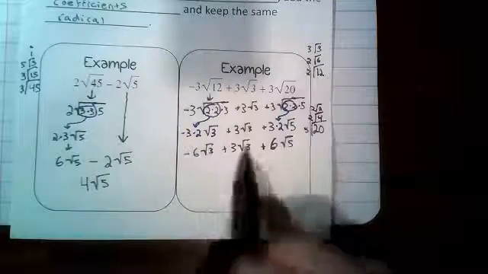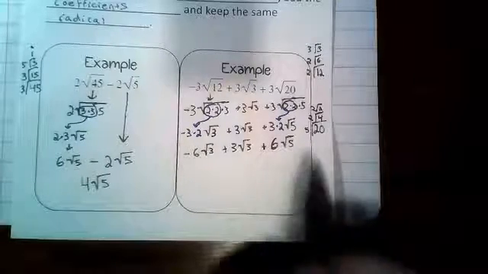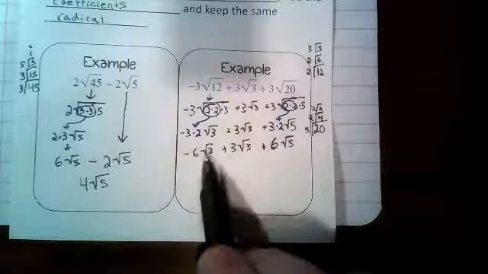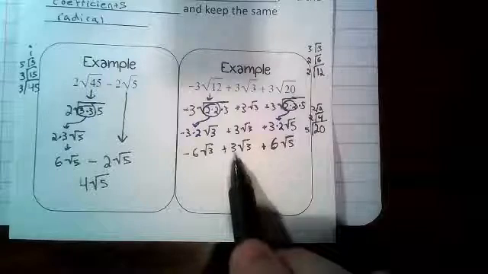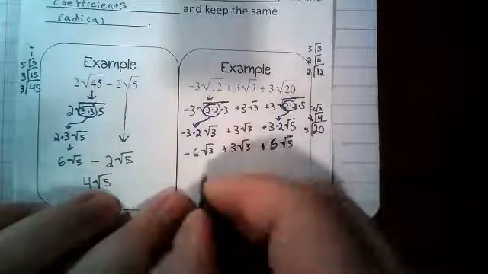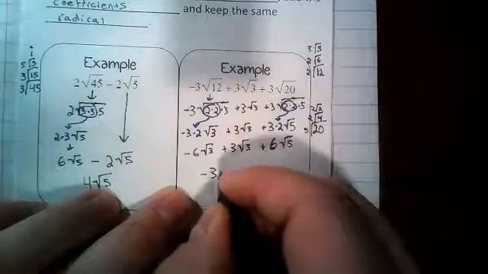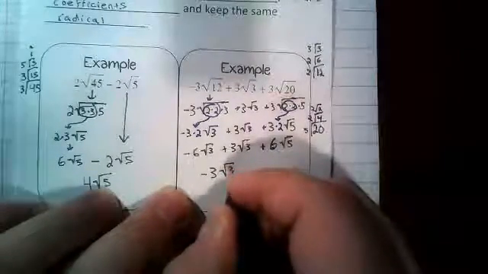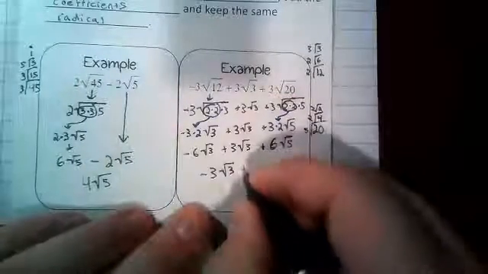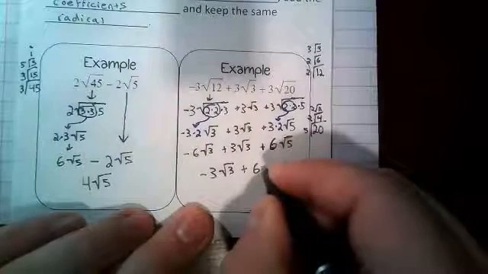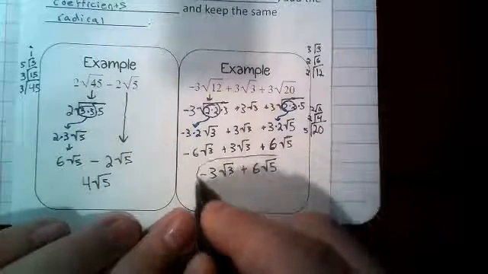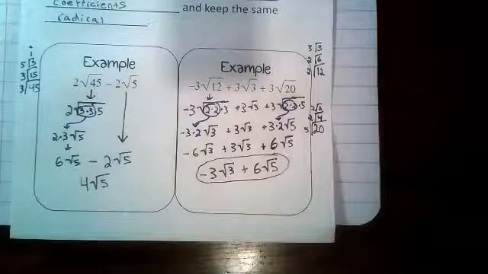It's like x, x, and y, right? I can't combine the x's and the y's, but I can combine these two. So if I have negative 6 square root 3, and I'm adding 3 square root 3, negative 6 plus 3 is negative 3, and I just kind of bring the radical along. So it's negative 3 square root 3 plus 6 square root 5, and that's my final answer. I can't do anything else there.